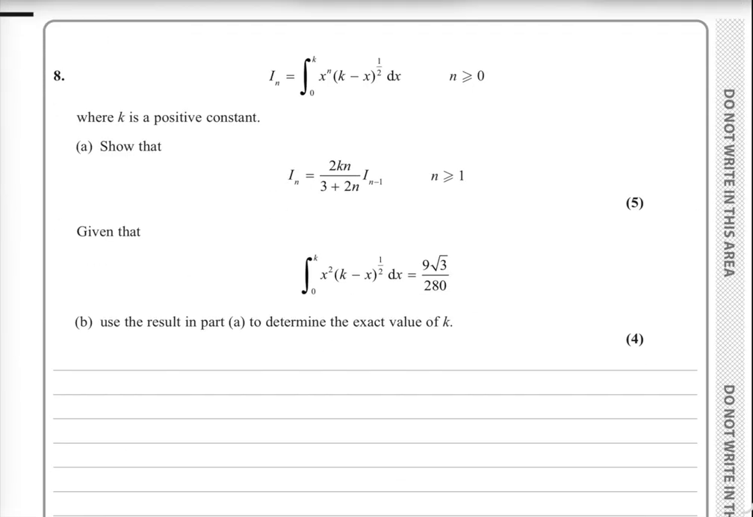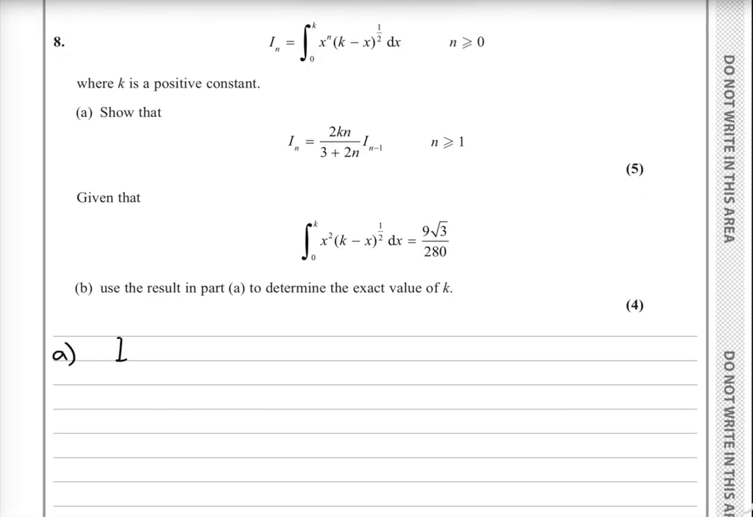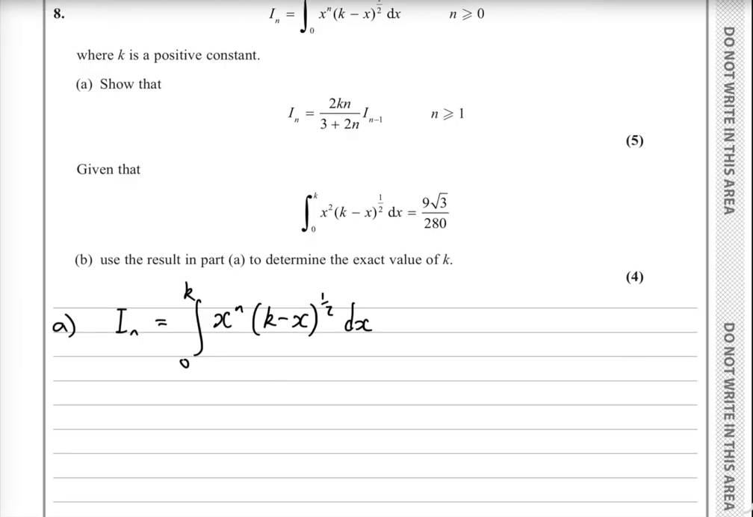Question number 8. We've been given I_n equal to this integral here, where k is a positive constant. Show that this is true. Okay, this is a fairly standard looking reduction formula: x to the n, times (k minus x) to the half. So unless it's fairly obvious to do otherwise, integration by parts is my usual starting point for a question like this. The integral of u v prime is equal to uv minus the integral of v u prime. That's in the formula booklet if you need it.